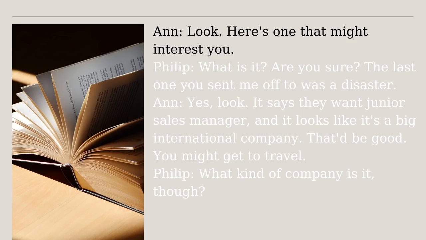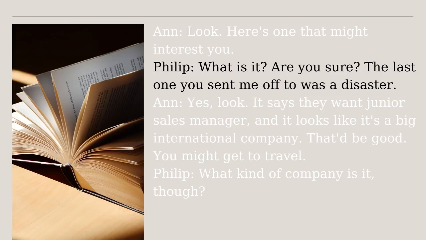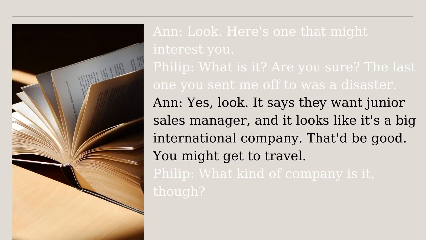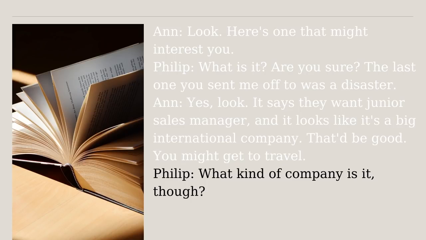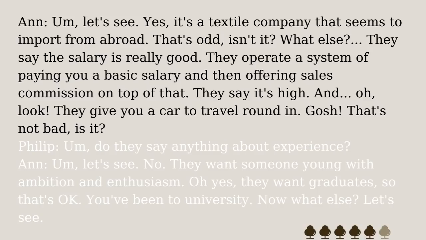Look, here's one that might interest you. What is it? Are you sure? The last one you sent me off to was a disaster. Yes, look. It says they want a junior sales manager, and it looks like it's a big international company. That'd be good. You might get to travel. What kind of company is it, though? Let's see. Yes, it's a textile company that seems to import from abroad.